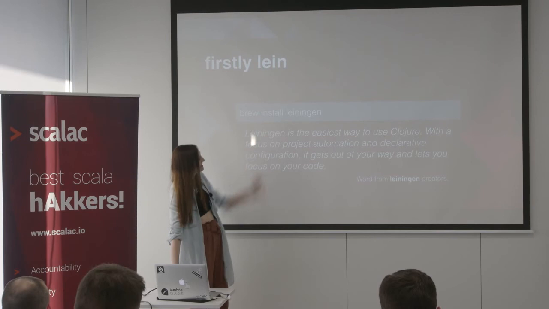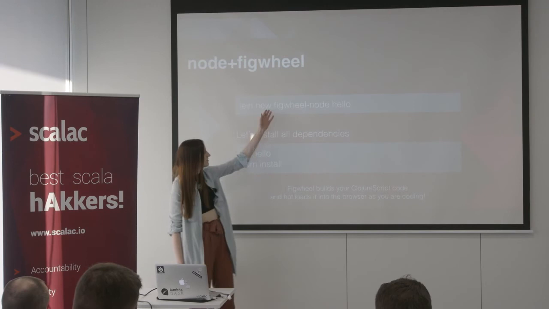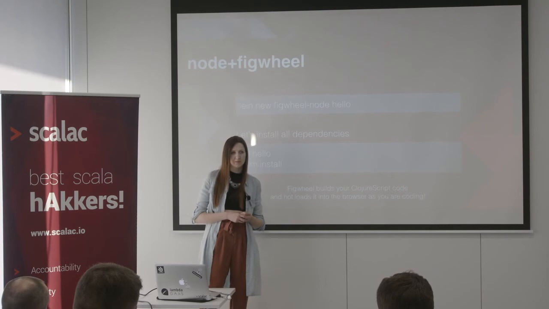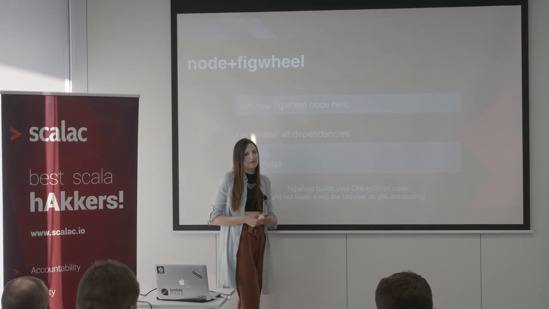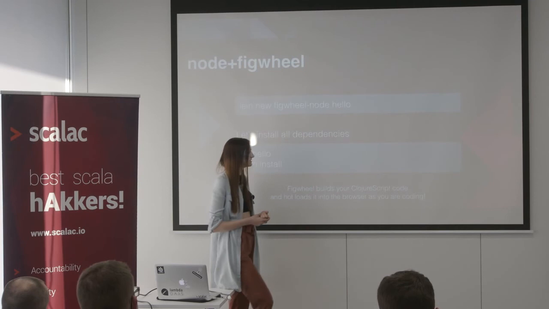But about Lein, installation of Lein on macOS is kind of a piece of cake. And then another thing is Figwheel. Figwheel helps us with live coding in ClojureScript because it's a very nice tool which observes our changes in ClojureScript files and just compiles everything in live time. And then we refresh the website, so we can just live code as in JavaScript, for example.